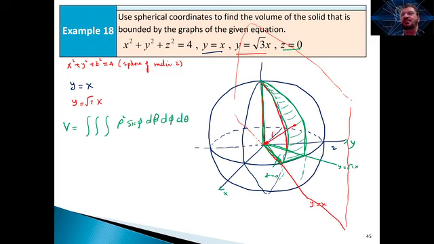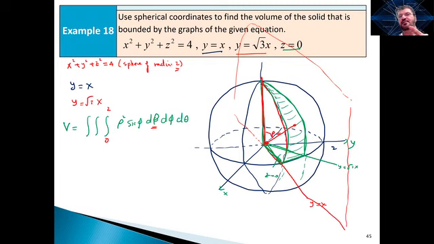What's rho here, guys? This is a sphere of radius what? Radius 2. Then I know that rho is 2. So my rho here is going to start from 0 to 2. That's very easy. Okay, now, to be inside, rho is going to start from the positive. Now, let's talk about phi, guys.